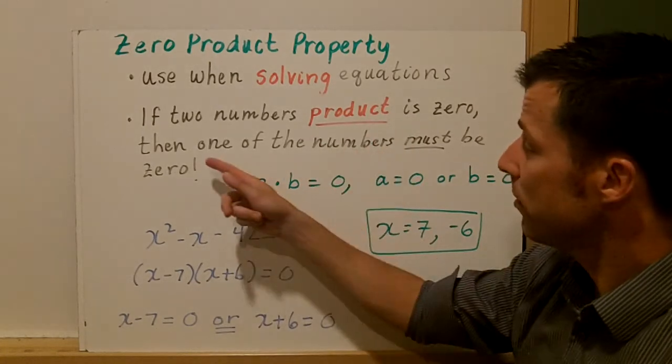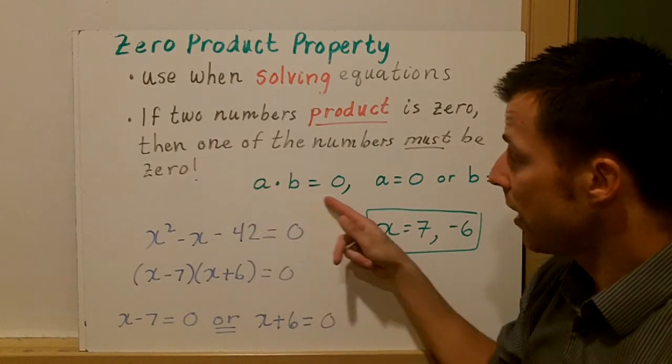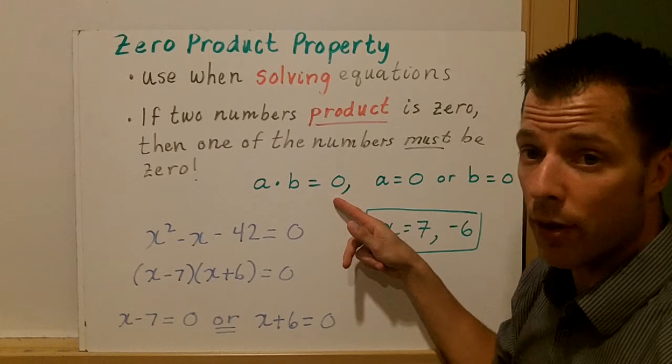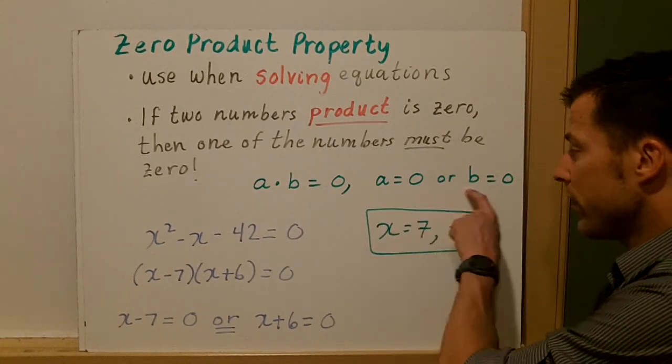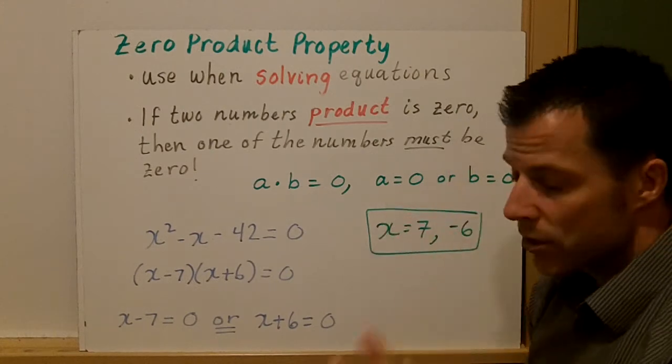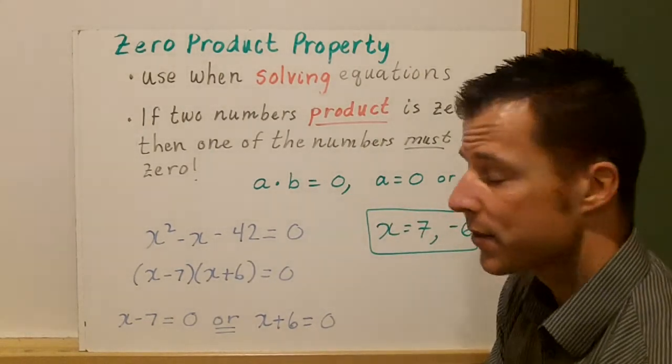The product is 0. If you multiply two numbers, one of them has to be 0, or both. They both could be 0. But if a times b equals 0, then one of them has to be 0. So how does this apply to quadratics?